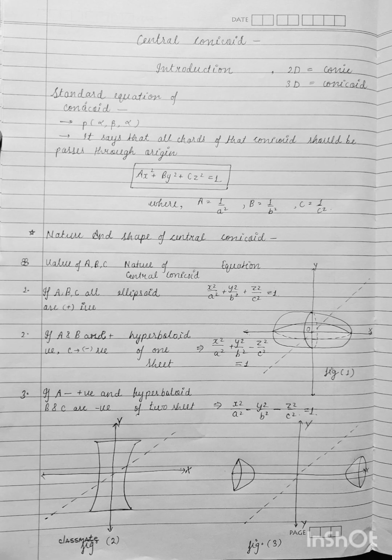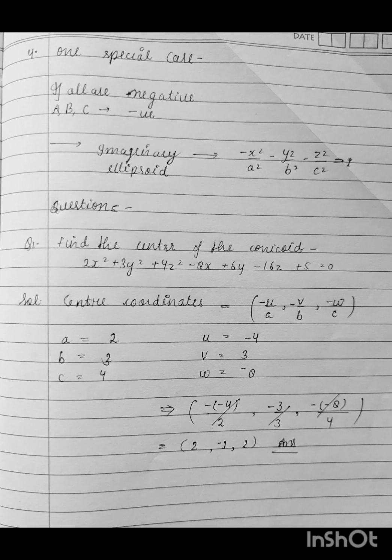Now next we discuss one special case, that is if all the values a, b, c are negative. Here we see that it is the imaginary ellipsoid, with the equation minus x square upon a square minus y square upon b square minus z square upon c square is equal to 1. Why do we call it the imaginary ellipsoid? Because all the values of a, b, c are negative, so it is called imaginary.